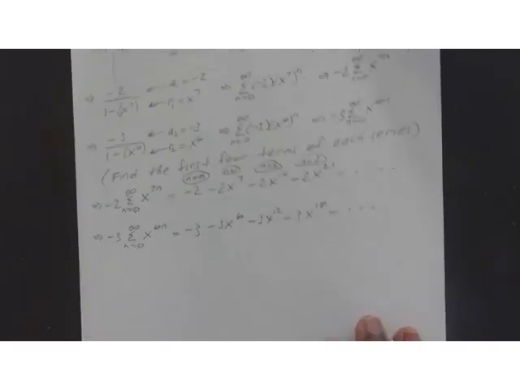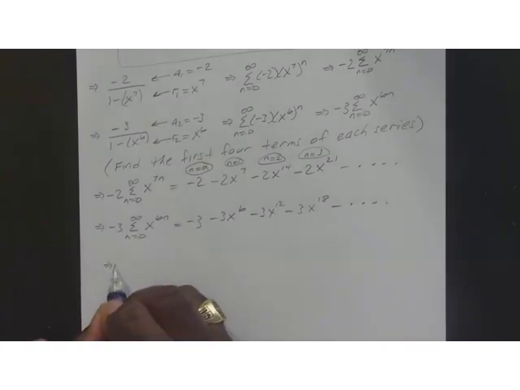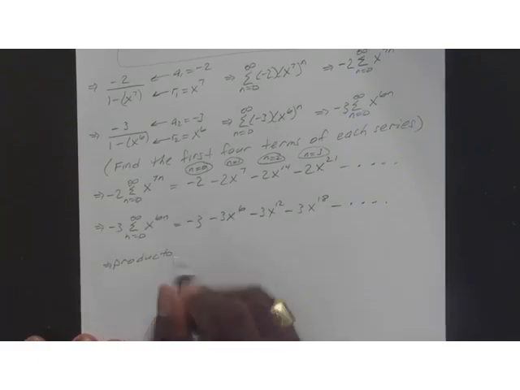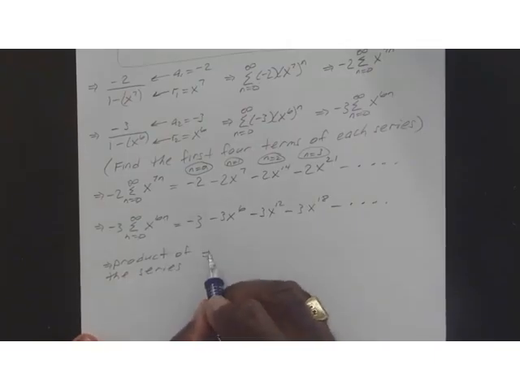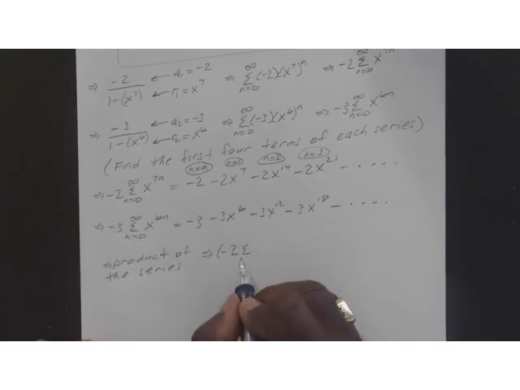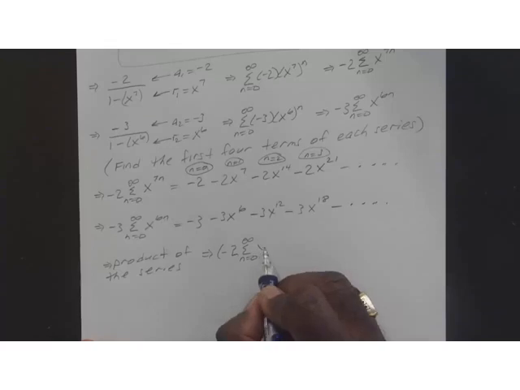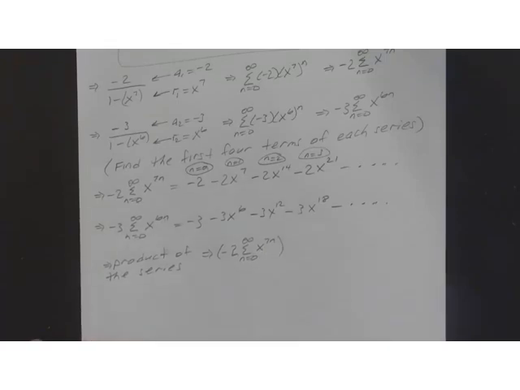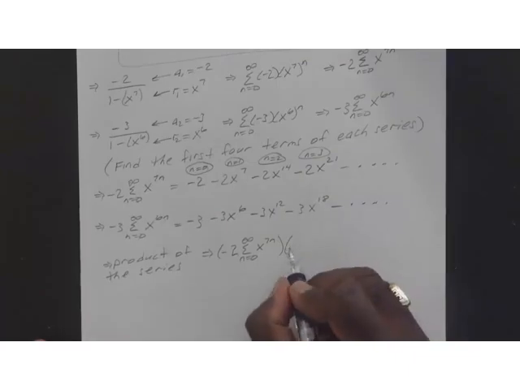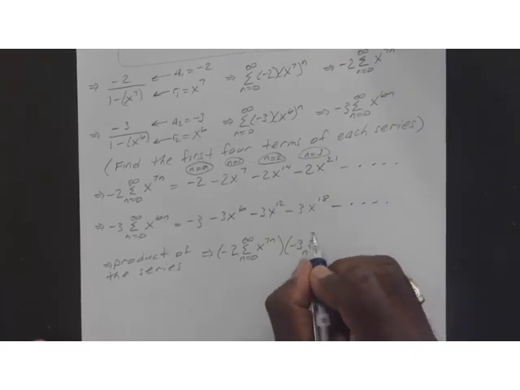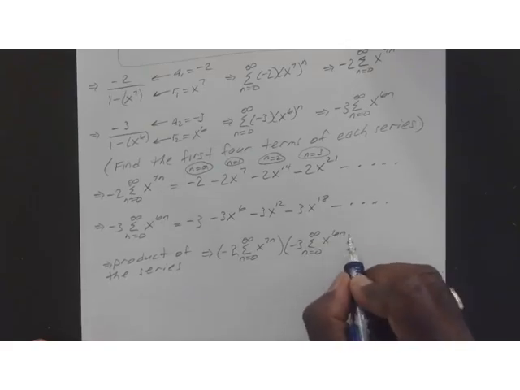Okay, so the product of the series, or the product of the power series, well, that's just multiplying our -2 times the sum n equals 0 to infinity of x to the power of 7n, times, I might put my -3 there first, -3 times the sum from n equals 0 to infinity of x to the power of 6n.